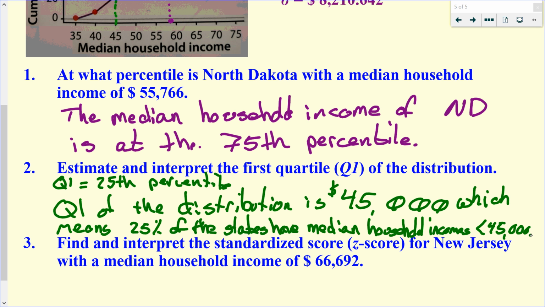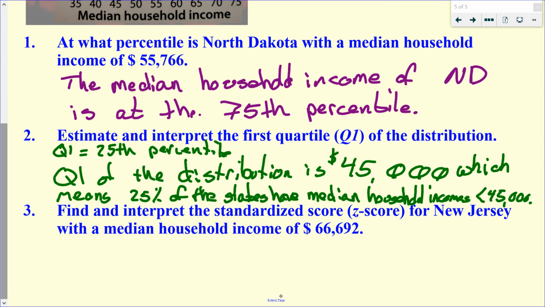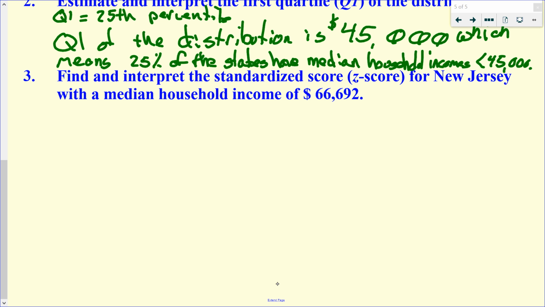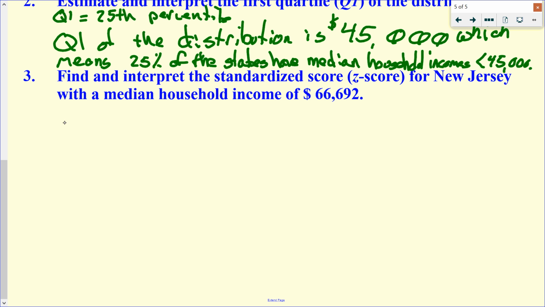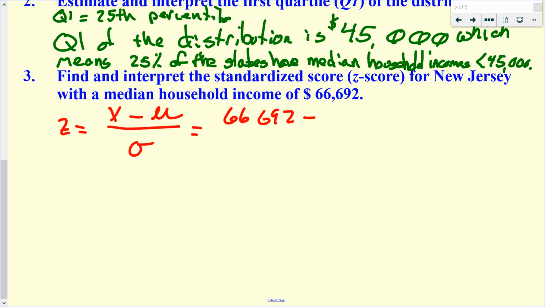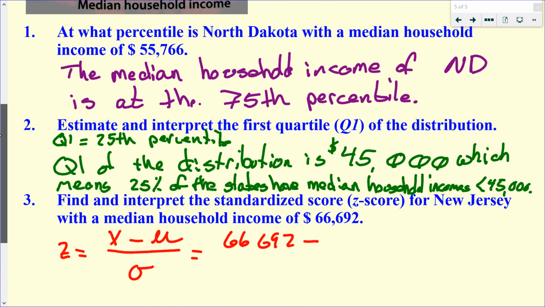Okay, and that brings us down to our last question. Maybe we'll extend the page a little bit. We're asked to find and interpret the standardized score for New Jersey, which has a median income of $66,692. So we're going to look for our z-score. Our z-score is going to be x minus mu over sigma. So that's going to be 66,692 minus, go back up.